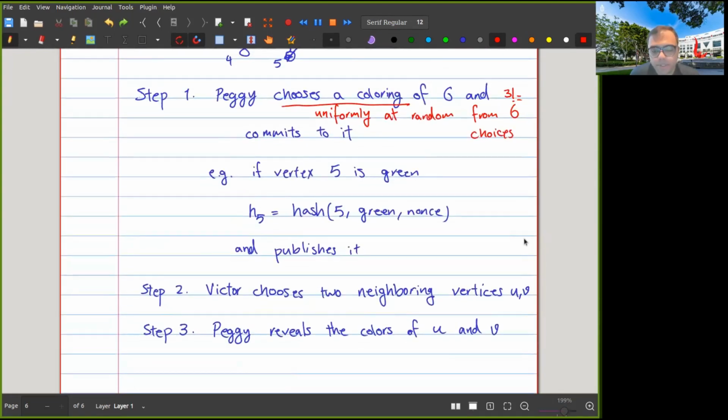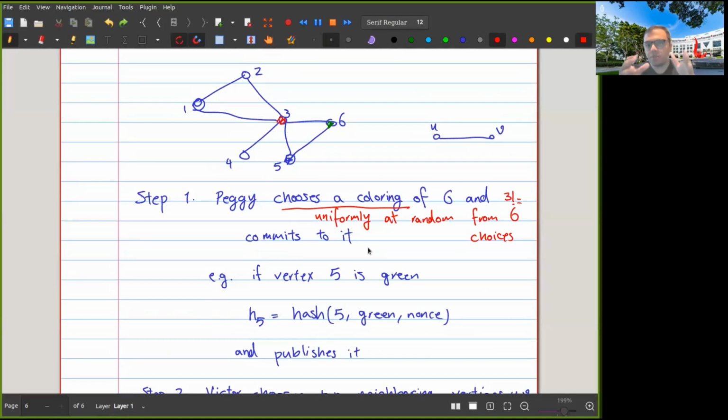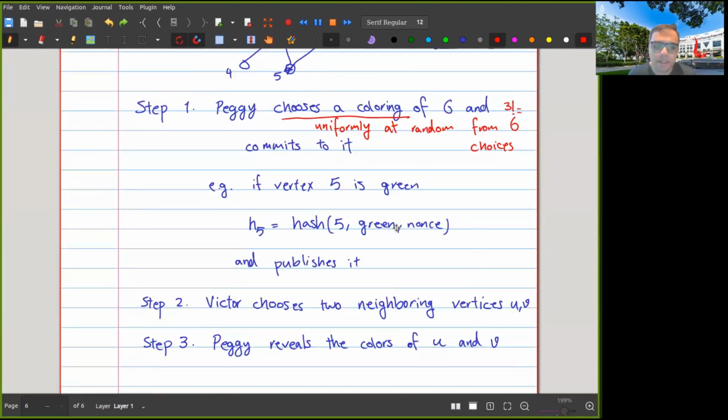And the entire point of it, the reason that this works, is because we had this commitment scheme here. So when he asks for the colors of U and V, he doesn't know anything about the colors of the rest of the graph. So his viewpoint is limited to the vertices U and V, to these 2 vertices. But any 2 vertices look random because Peggy chose one of the 6 possible colorings uniformly at random. Okay.